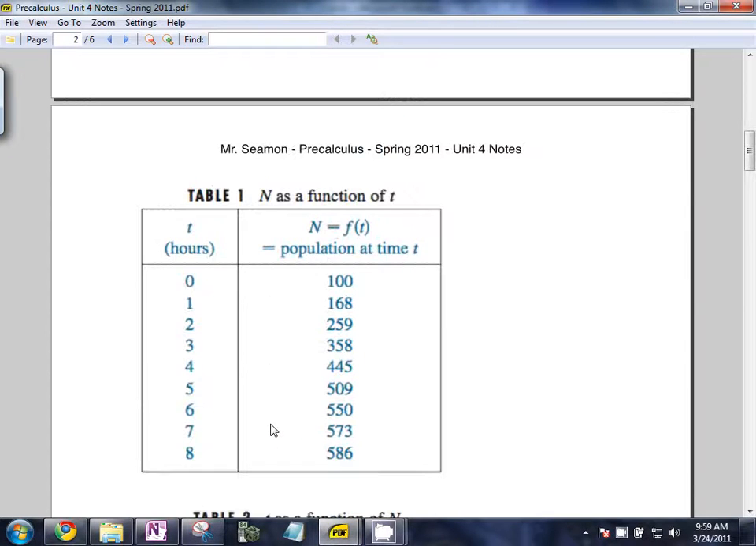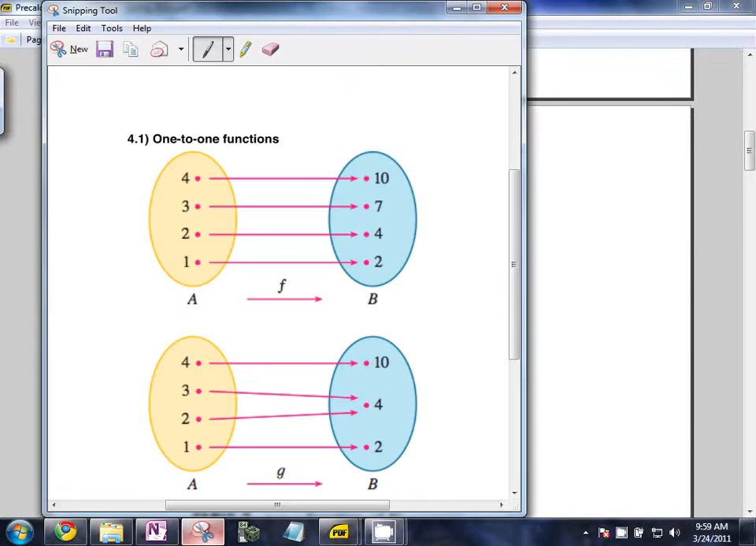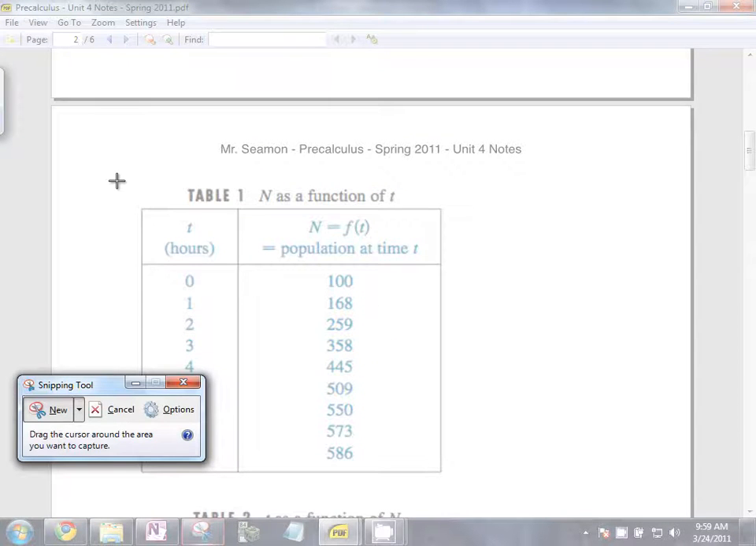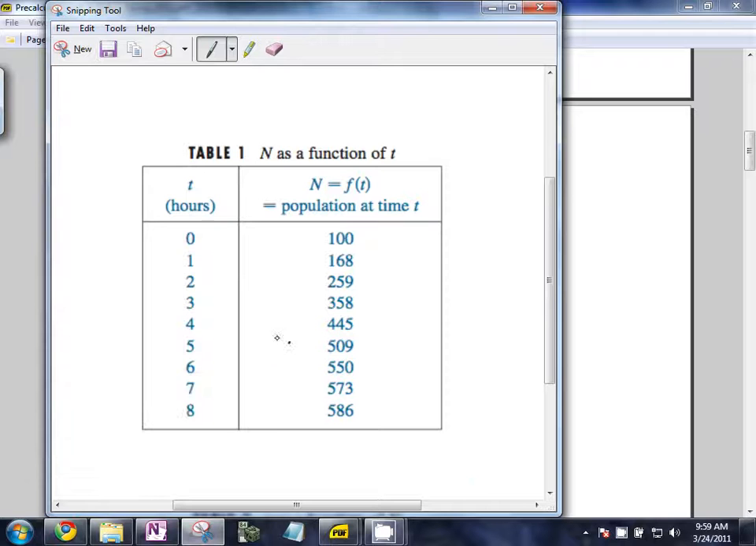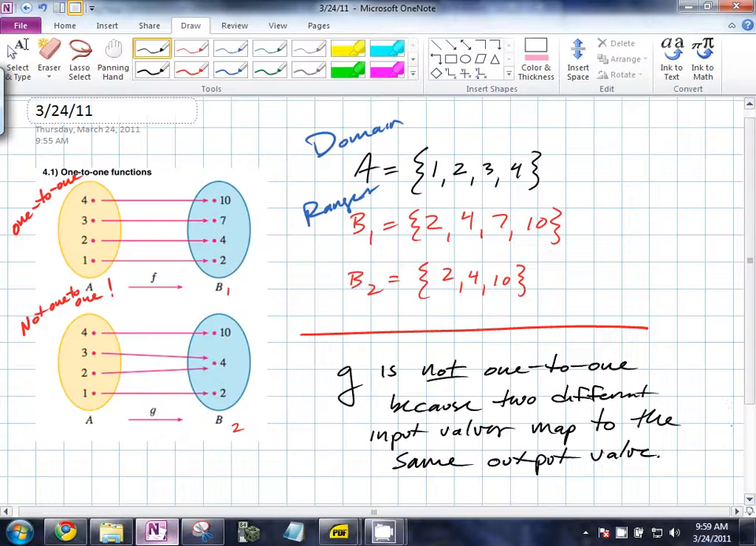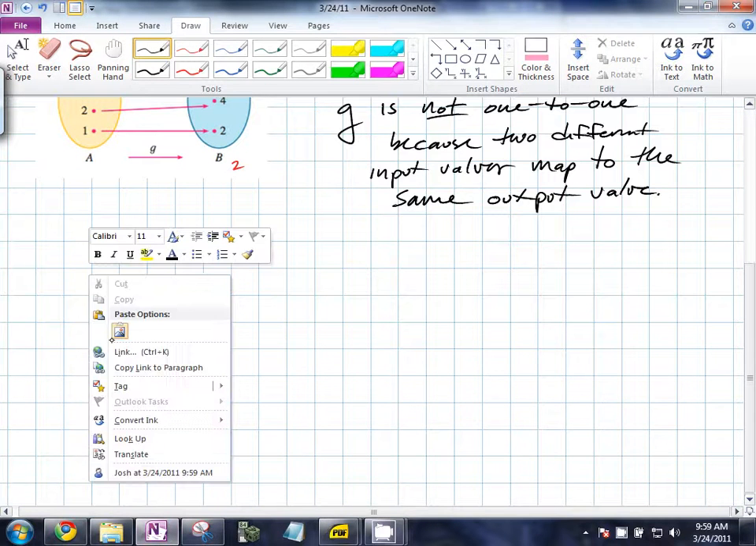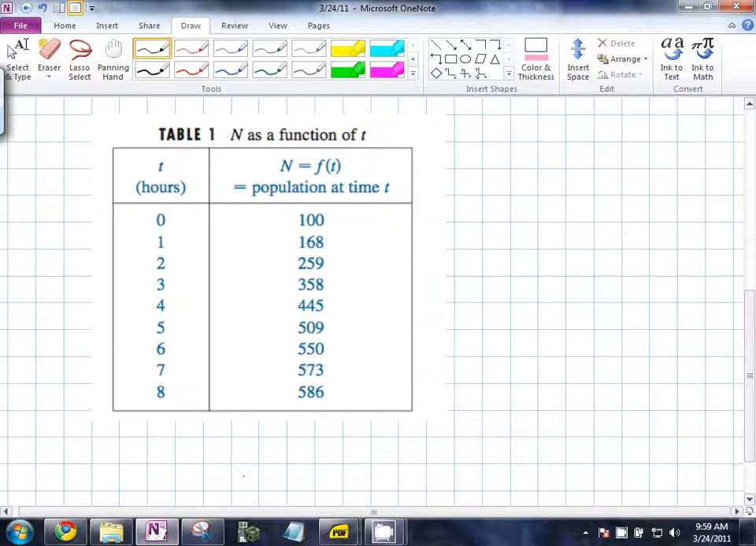So let's look at this function right here. We have a table, hour and population. Do we have any units on this? I don't think there are any units on this table. It's not really super important, but we have time in hours, 0, 1. It's the constant interval. And then we have the population. Strictly just looking at this data set, do you think this function is one-to-one? Yes. Just based on this data set.